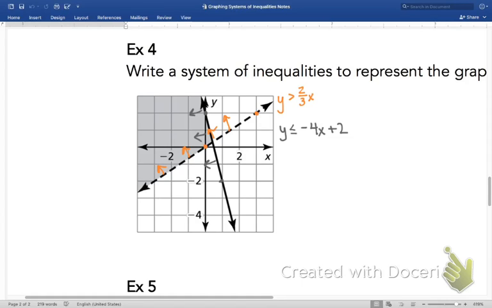Biggest thing here is knowing, is it going to shade above or below my line and going from there.